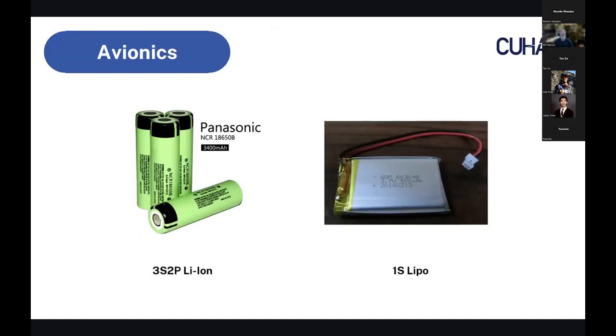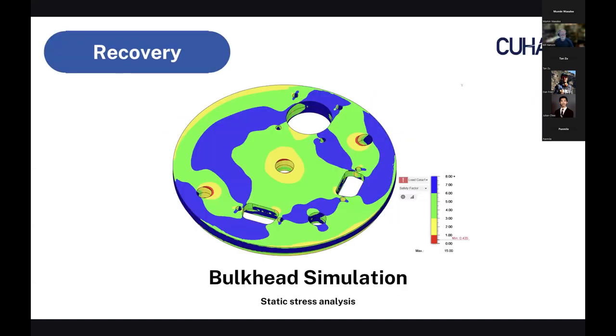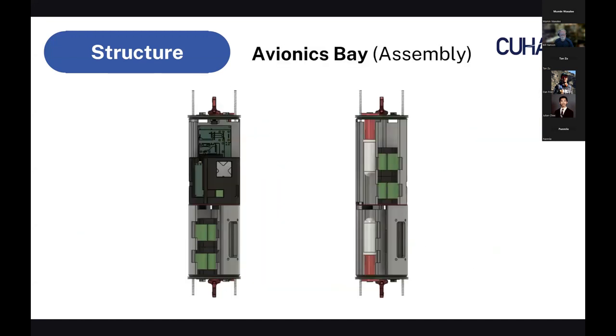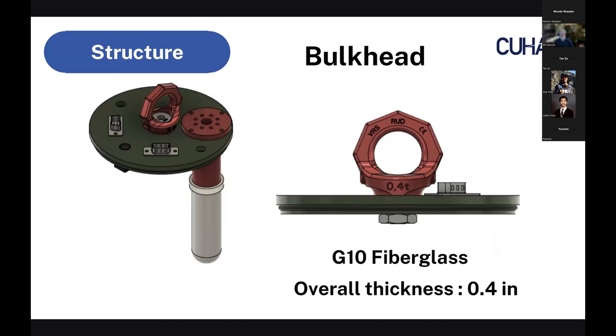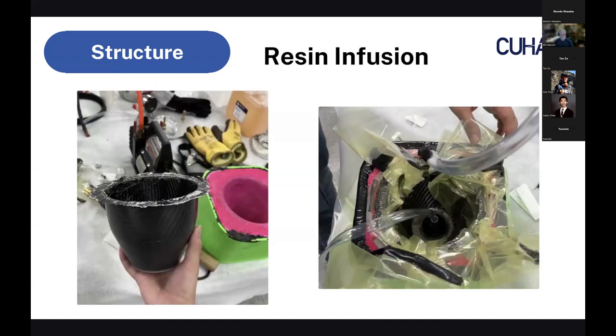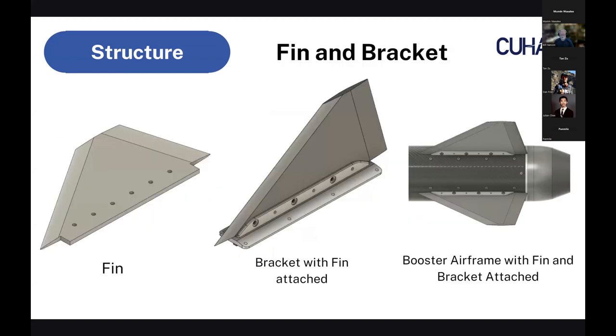Okay, for the rail buttons, we place 2 rail buttons. One is at the very rear of the rocket, and one at the CG of the rocket.